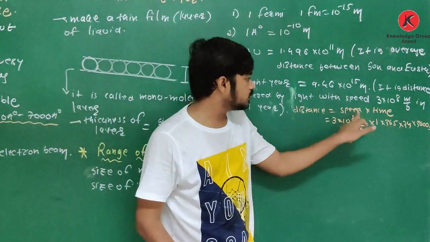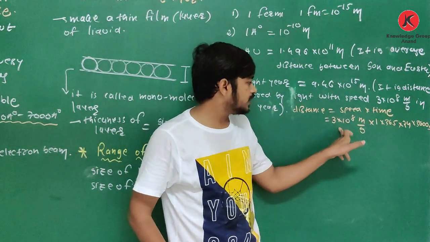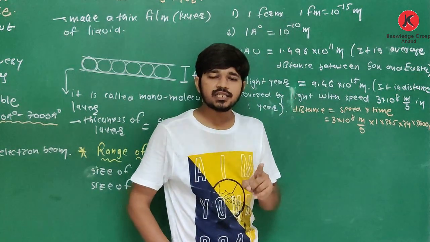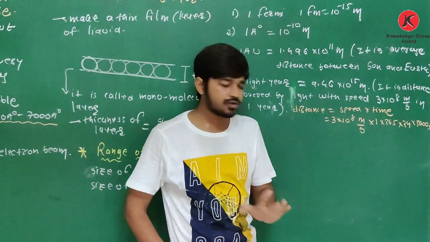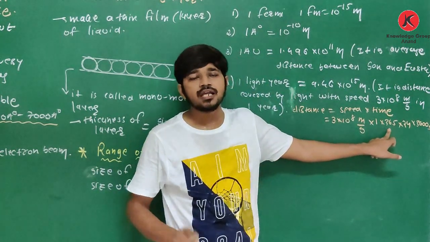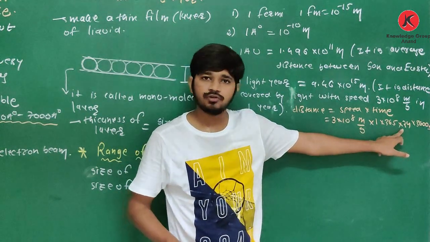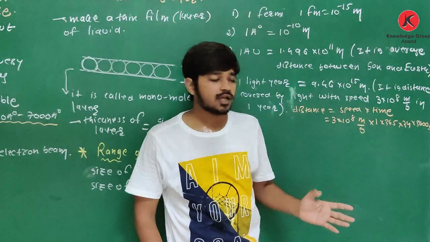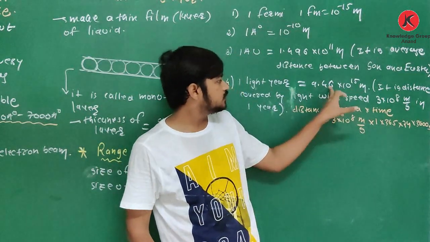Again, distance is equal to speed into time. Speed is 3 into 10 raised to 8 meter per second. Time is 1 year. In 1 year there are 365 days, so it is 1 into 365. In a day, 24 hours. 1 hour is equal to 3600 seconds. Clear? So if you calculate this, you will get this answer.